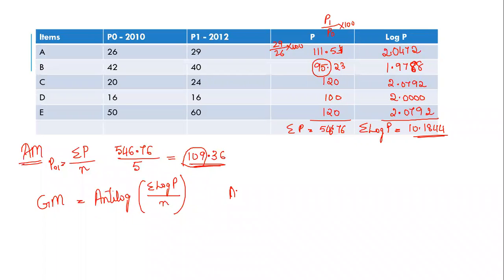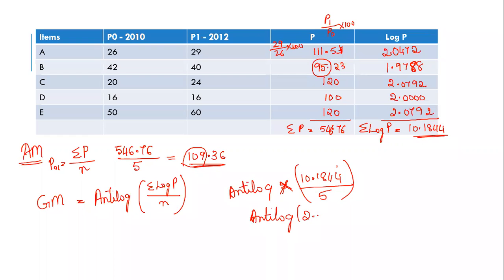Okay, antilog is equal to 10.1844 divided by n. What is the value of n? It is nothing but 5. Divide this 10.1844 by 5. What is the answer you get? That is antilog 2.0369. Now you have to see this in the antilog table.